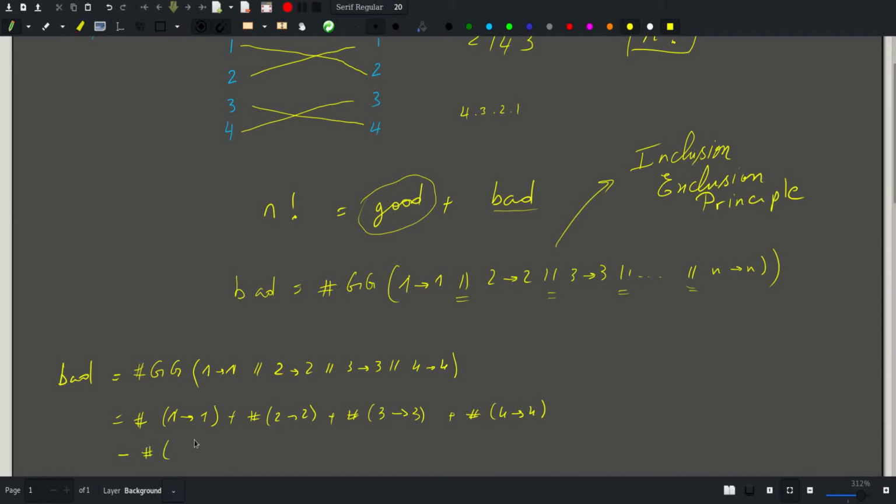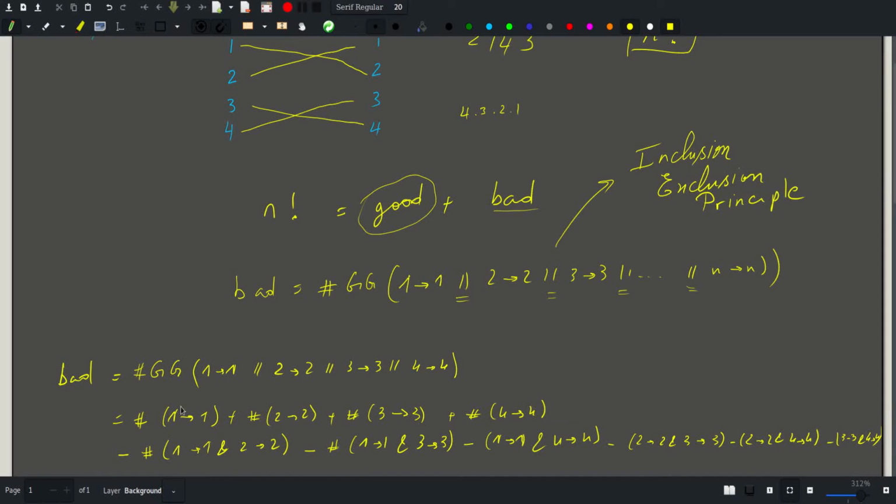minus the number of ways where 1 gives to 1 and 2 gives to 2, minus the number of ways where 1 gives to 1 and 3 gives to 3, minus the number of ways where 1 gives to 1 and 4 gives to 4, minus the number of ways where 2 gives to 2 and 3 gives to 3, minus the number of ways where 2 gives to 2 and 4 gives to 4, minus the number of ways where 3 gives to 3 and 4 gives to 4.